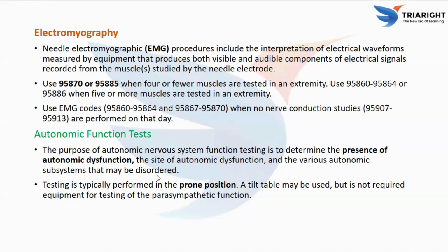Patient positioning and equipment play a role in coding autonomic function tests. So what is the position of the patient? Testing is usually done in the prone position. A tilt table may be used, but it is not required for parasympathetic testing. This autonomic function test only counts the muscles but not the nerves. So coding is done per extremity but not per muscle. EMG uses needle electrodes. Autonomic testing evaluates the involuntary functions, and a tilt table is optional but not mandatory for the autonomic function test. So an autonomic test always assesses the involuntary nervous system function.